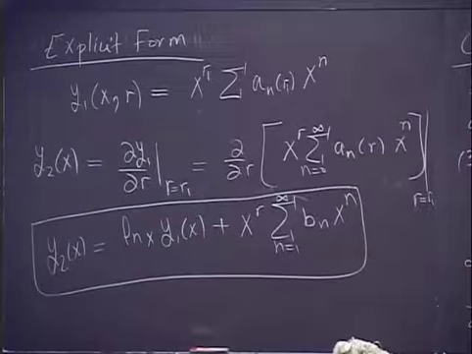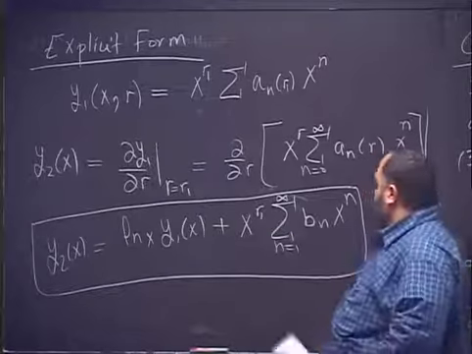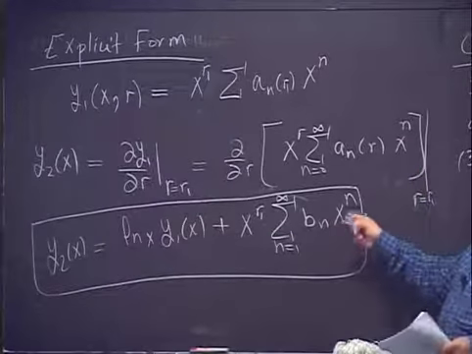Okay, guys? So all what you do is what? If you want to find y2 is here. It's ln x multiplied by what? y1 plus x to the power of what? r multiplied by r1 multiplied by summation of bn x to the power of n.